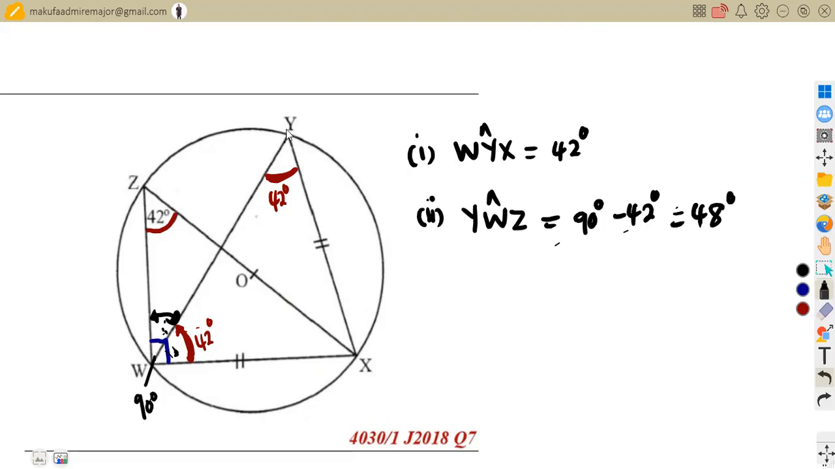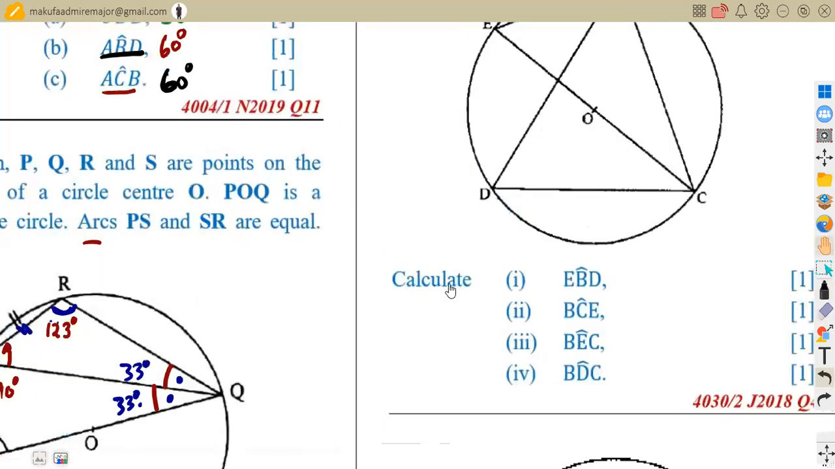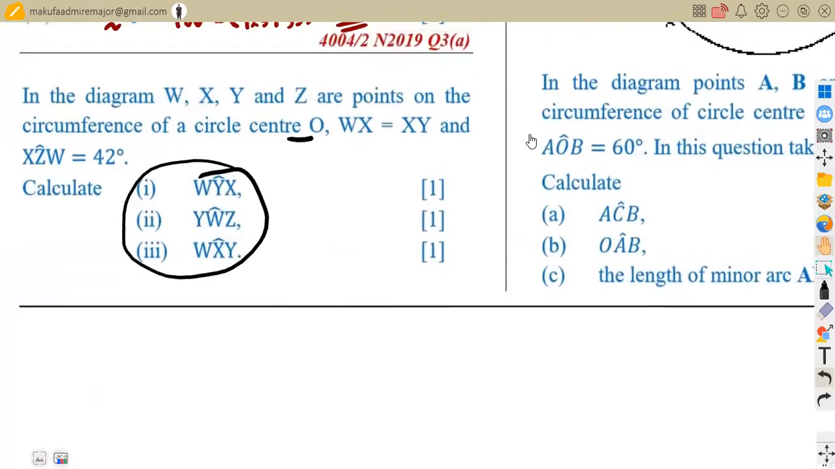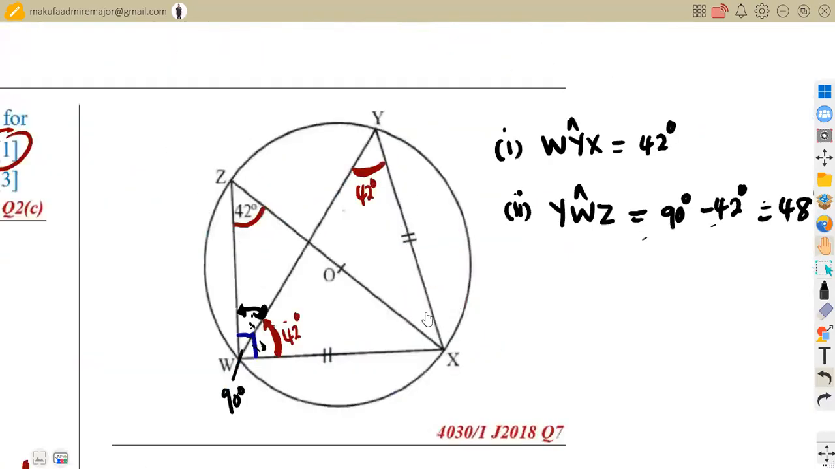All right. But if it was YWX, YWX is going to be what? Is going to be 42 in this case. All right. Let me check. Is this the same angle that we asked there? That's YWZ, and the other one is now WXY. All right, that's WXY in this case.